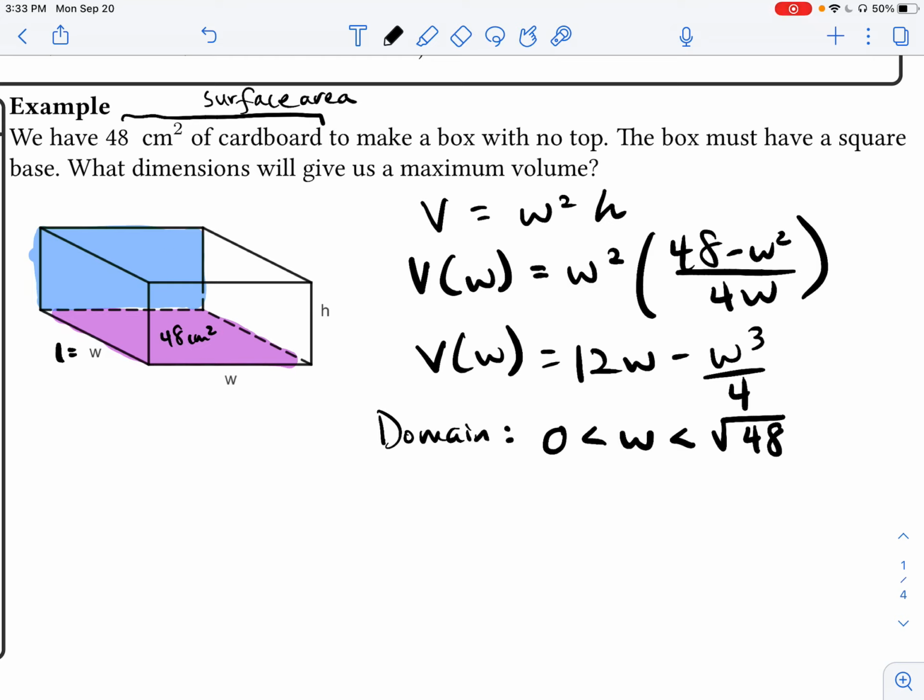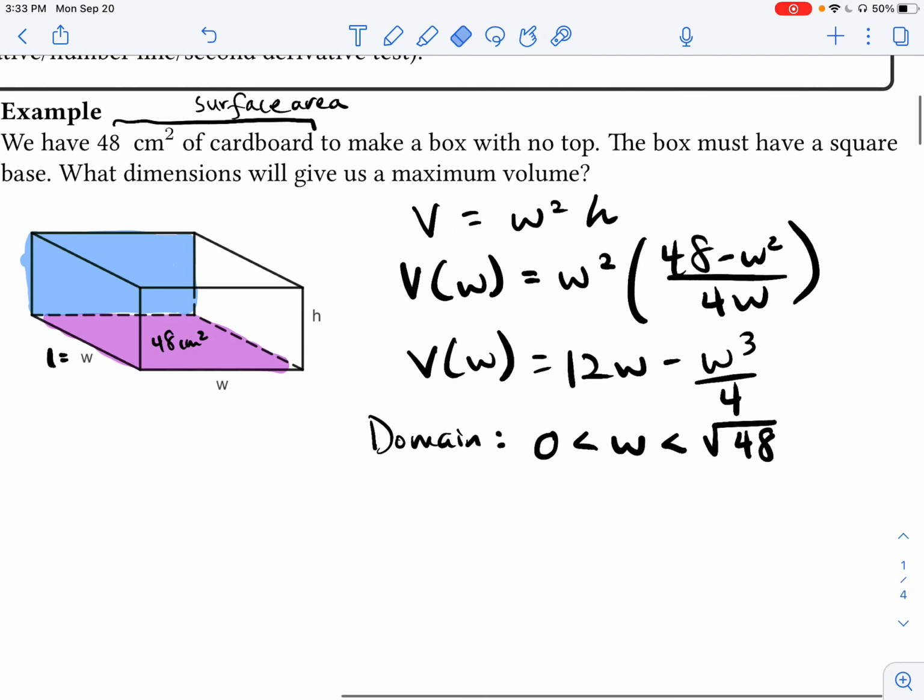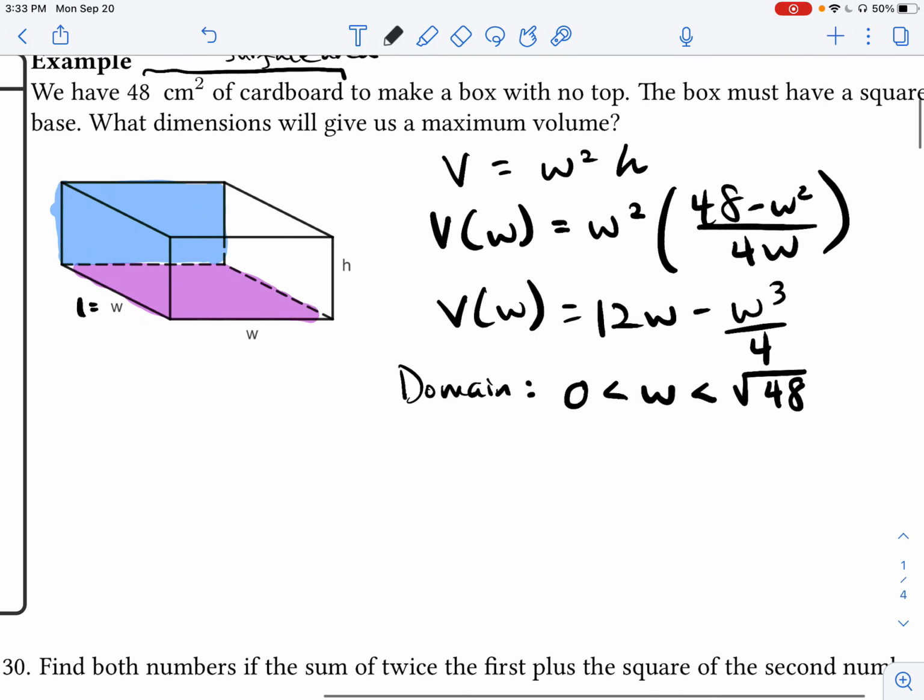So we know it's got to be less than the square root of 48 because W times W is equal to 48 in this particular example. Okay, so we know that that is not the case. So I'm going to go back here and get rid of that 48 centimeters squared. So we know that our width must be less than the square root of 48. Now that we have all that, let's differentiate our volume function.